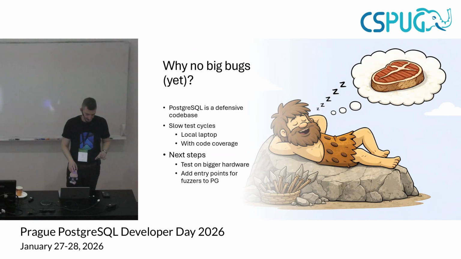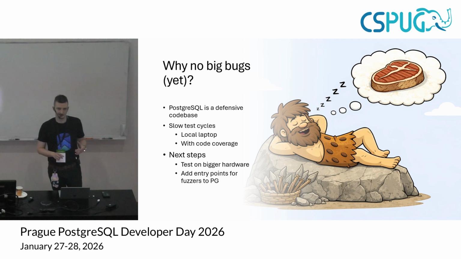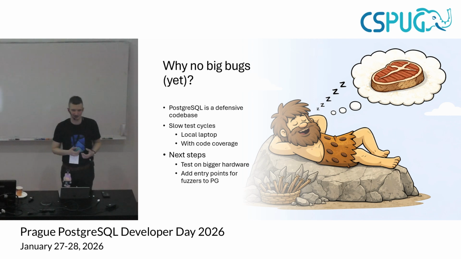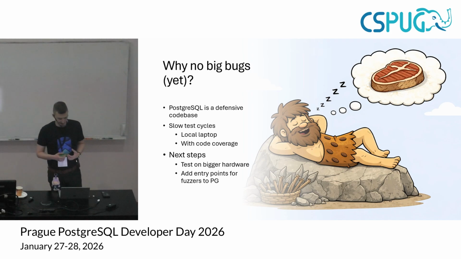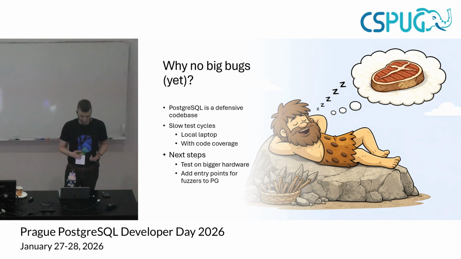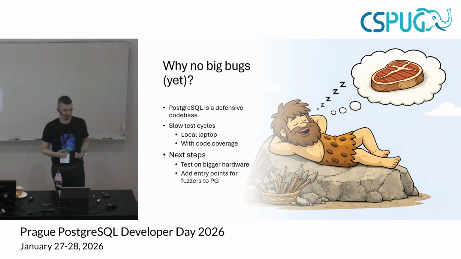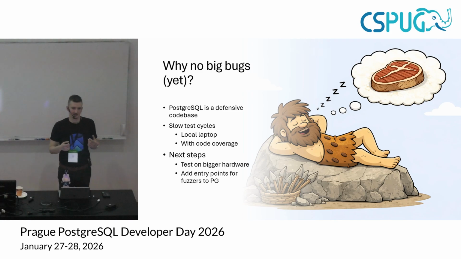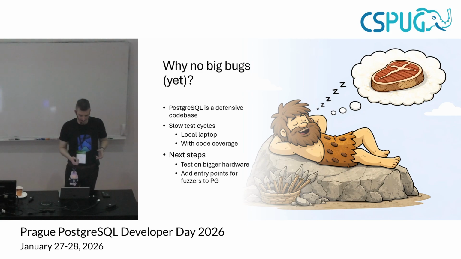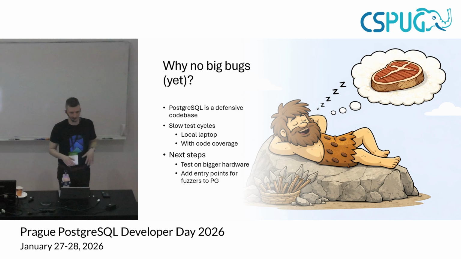So I didn't get very big bugs or crashes with PostgreSQL. There are several reasons for that. One of them is PostgreSQL is a very defensive code base. Some of the problems I had for a long time was I hit crashes, and those crashes, after I investigated them, happened to be PostgreSQL essentially doing the exit in a way that invoked signal handlers, and it looked like a crash, so I had to investigate that.